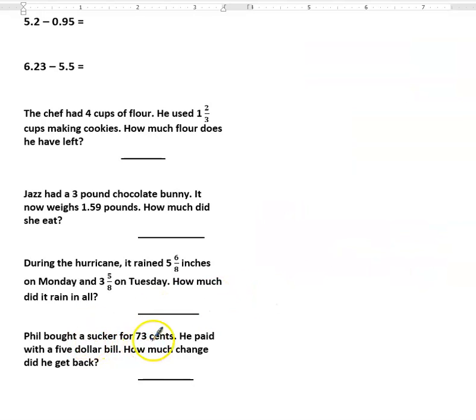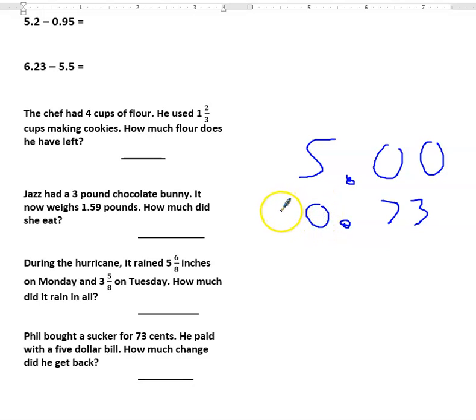Last one. Phil bought a sucker for 73 cents. He paid with the $5 bill. How much change did he get back? Have to remember that $5 is really the same as $5 and no cents. Remember, we're going to keep lining our decimals up. He paid 73 cents. So I got a 0 there. And how much change means I'm going to subtract.